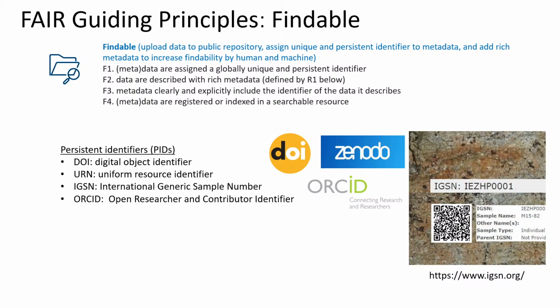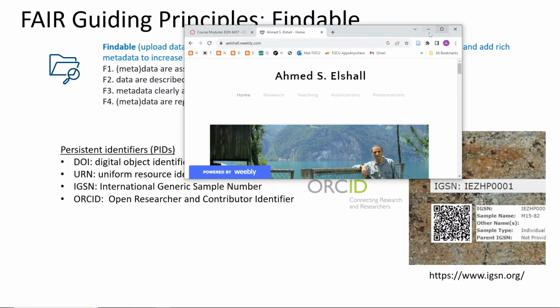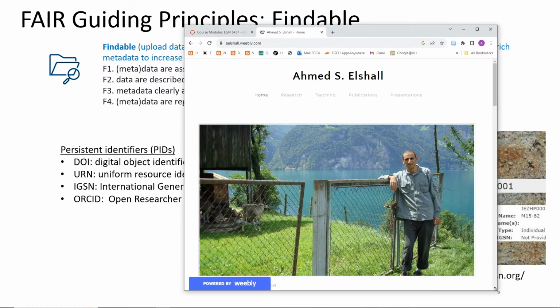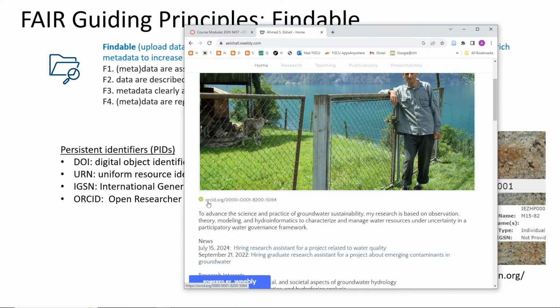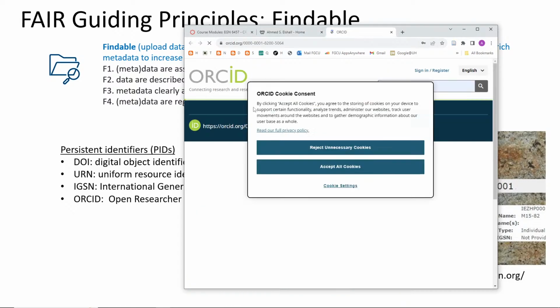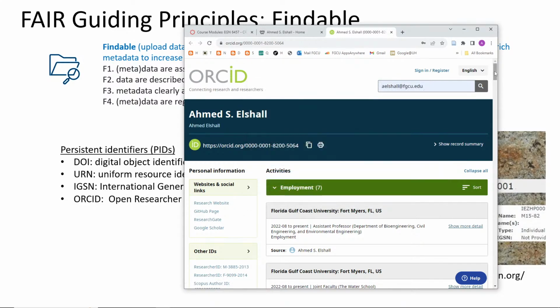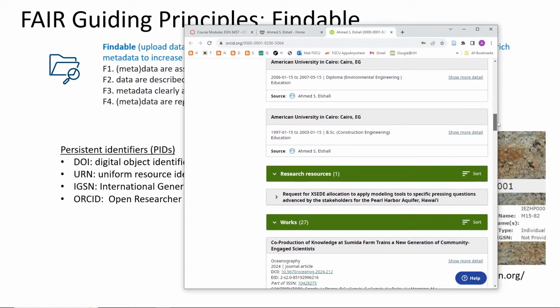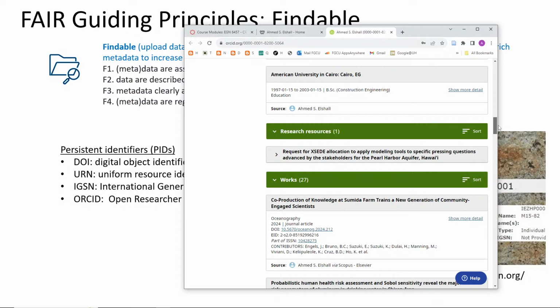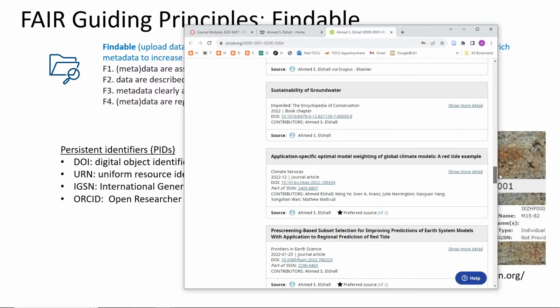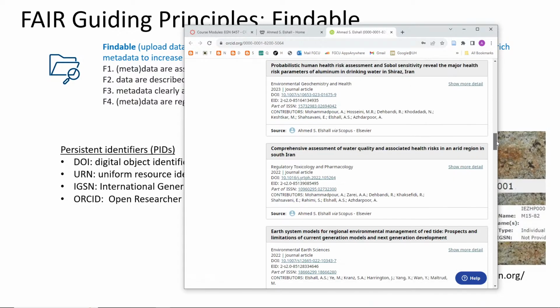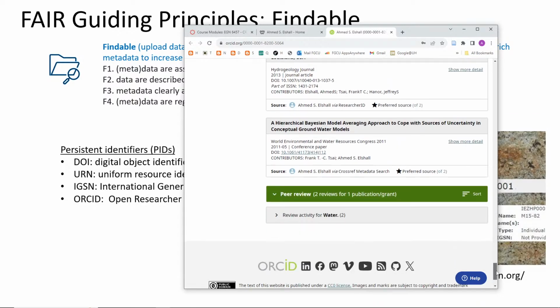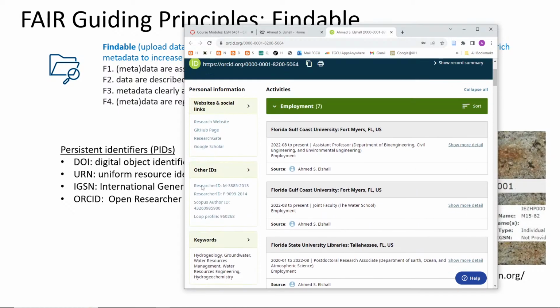I can show you an example of my own. So here, for example, this is my website. You can see my website here. And I put here my ORCID. So if somebody clicks here, they will find information about me, like the employment, for example, education and qualification, research, resources, some of my published works. You can also find some information about my research funding.